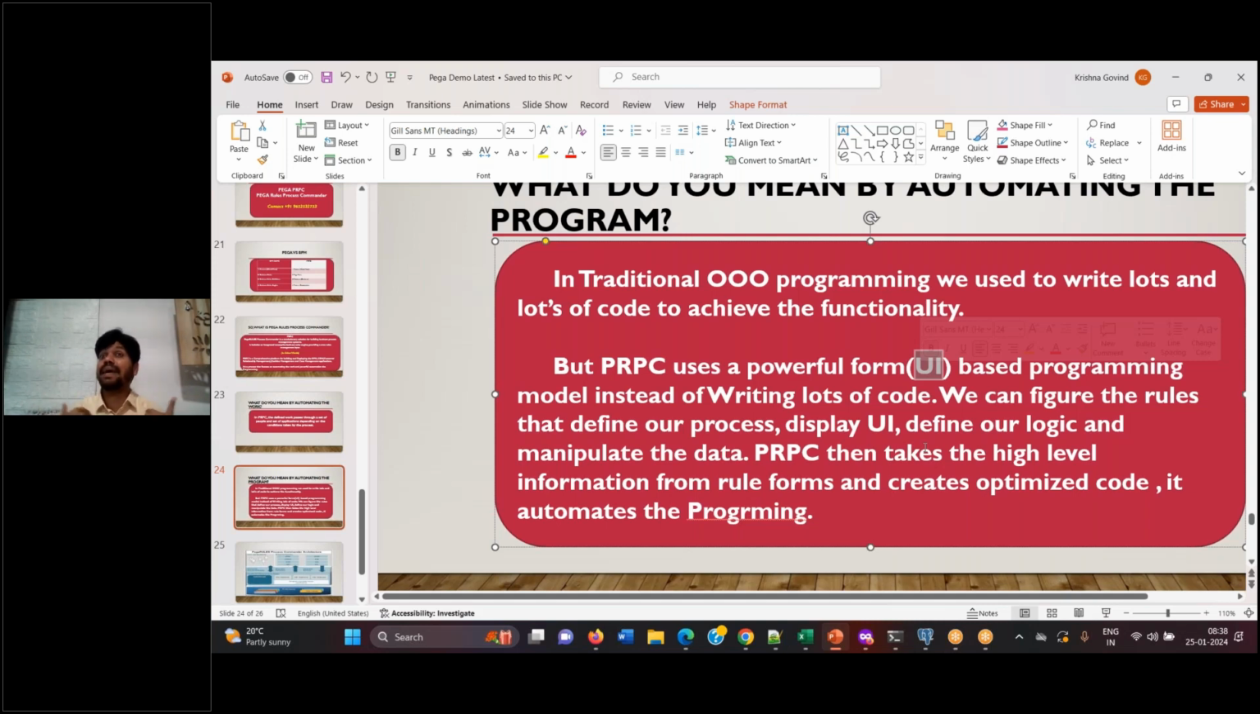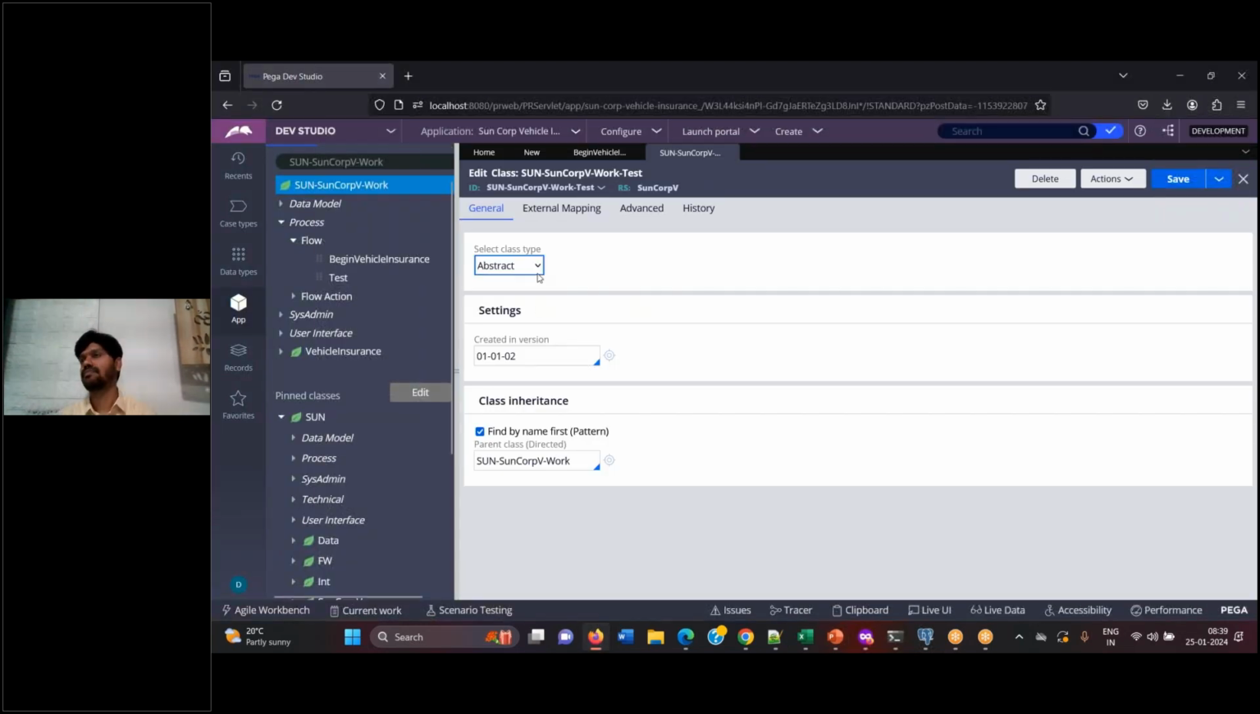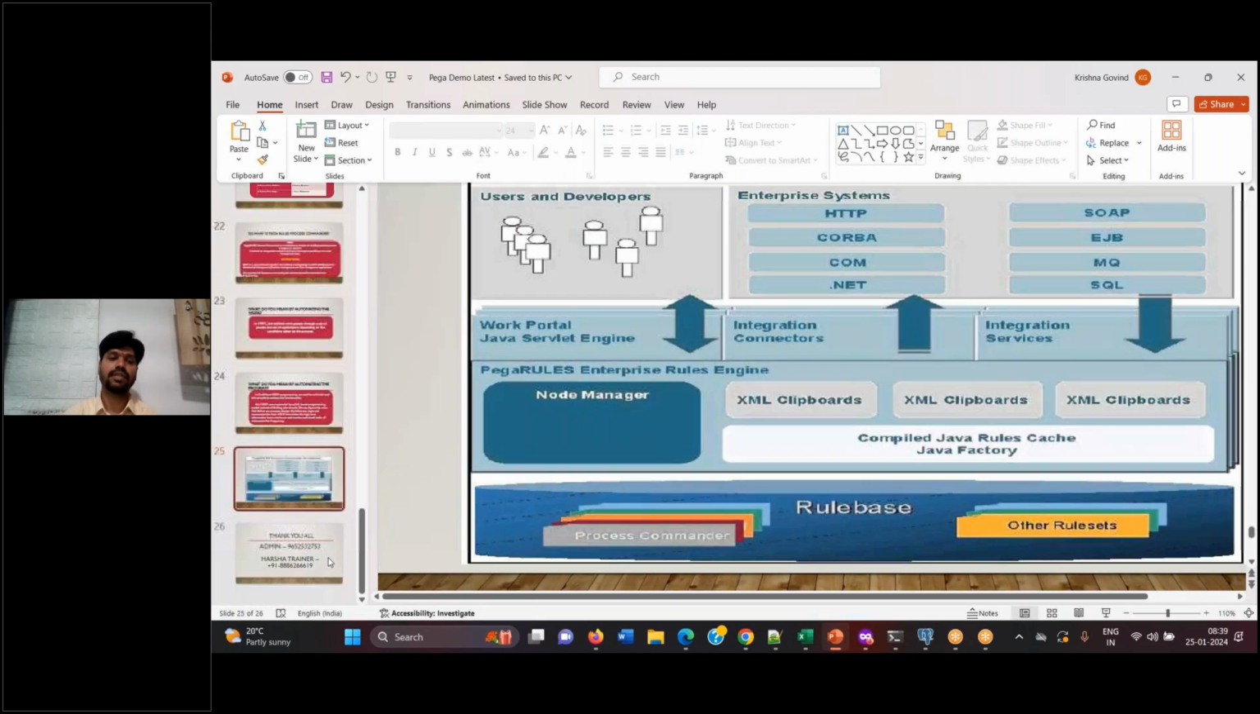But as a PEGA developer, I don't have to bother about what technology is being used to develop this. I need to learn this platform, how to use this platform to generate my programs internally. I don't have to bother about what program is generated. Okay, clear everyone? So that's what about PEGA rules process commander, automation of program, UI based programming model. Next, architecture of PEGA. That's the last one. So far, are you clear everyone?